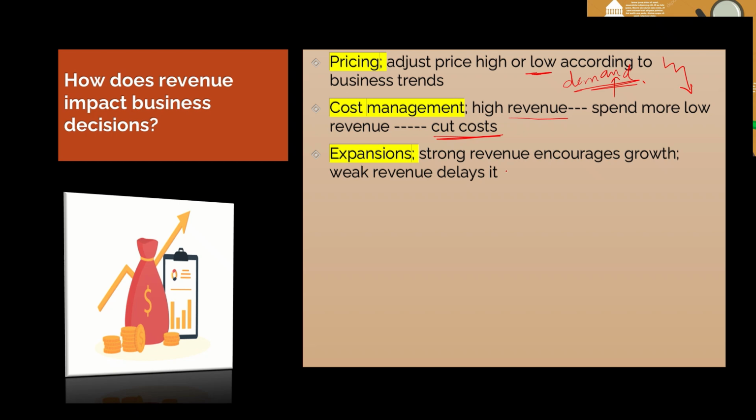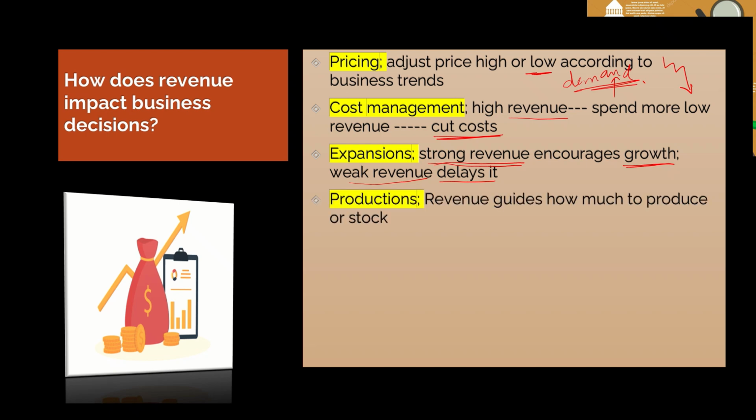Expansions. You can do expansions when your revenue is strong, meaning there is leftover money on your hand, which encourages growth. But if the revenue is weak, you have to delay your expansions. So these decisions are also dependent upon your revenue. If your revenue is good enough, it will guide you to produce or stock your finished products in good quantity. But if the revenue is less, and you are not generating enough from the sales, you need to reduce your stock or production because you don't want to waste your money.